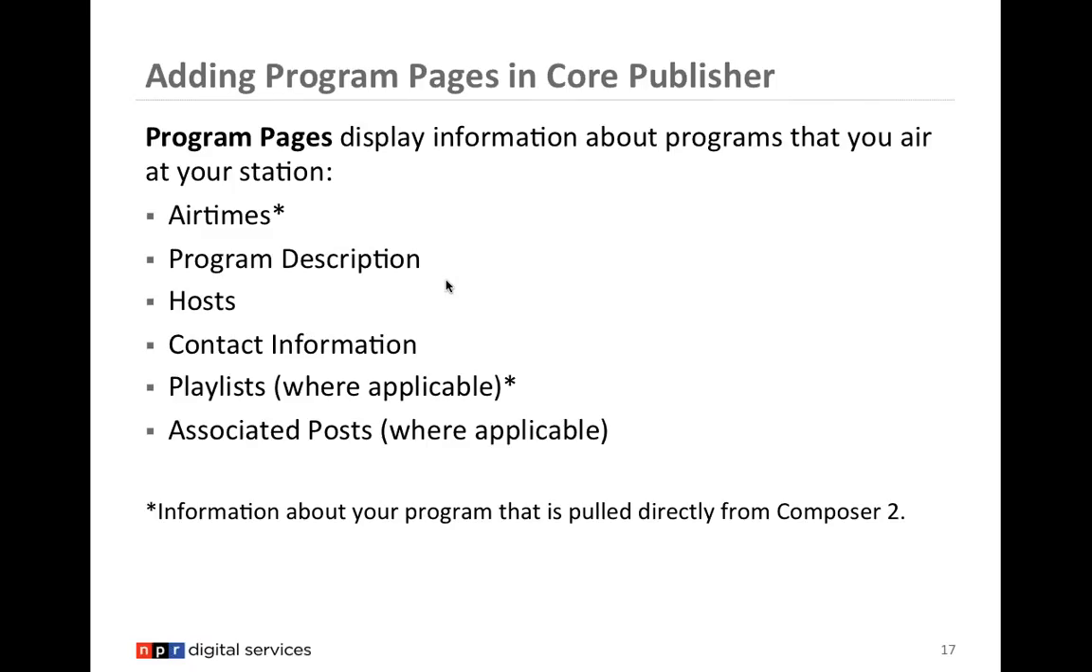The 2 items with stars next to them, your airtimes and your playlist, that information is pulled directly from Composer 2. So you want to make sure before you start to work on your program pages that you have already set up Composer 2 if you need to do that, or that you've confirmed that your Composer 2 schedule is up to date, that all of the programs in your grid are correct, they are up to date, and they are at the correct airtime, because Composer 2 is going to look to that. Core Publisher is going to look to Composer 2 to pull in some of that data.